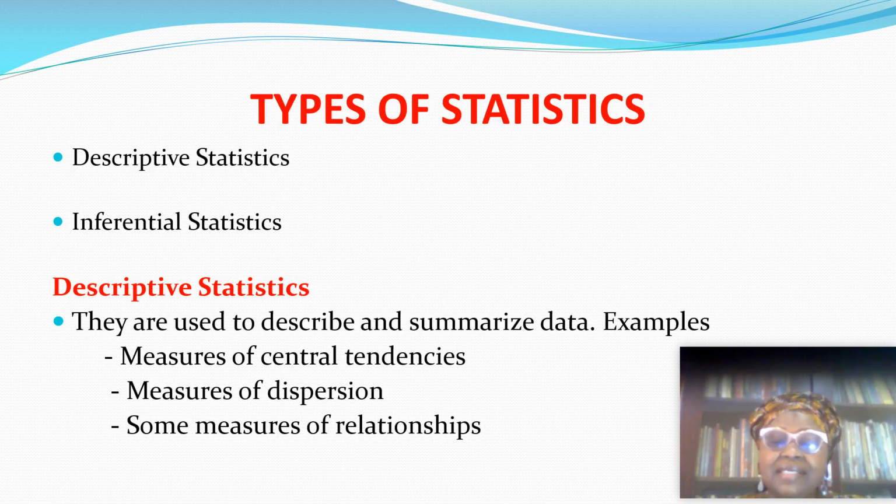Types of statistics. There are descriptive statistics and inferential statistics. When we say descriptive statistics, what does it mean? They are used to describe and summarize data. Examples are measures of central tendency, measures of dispersion, and some measures of relationship. Example, correlation.